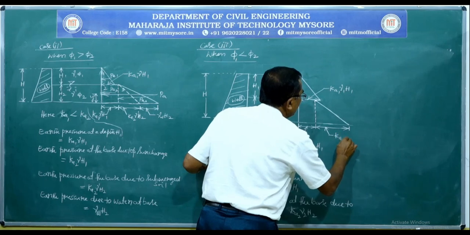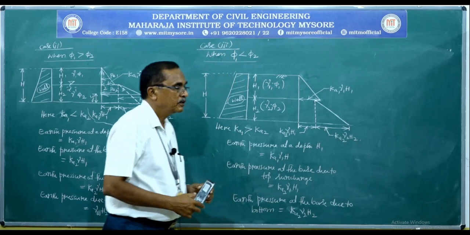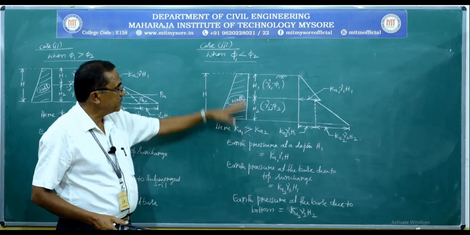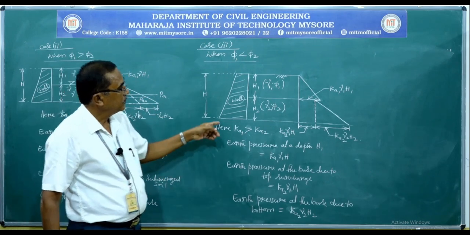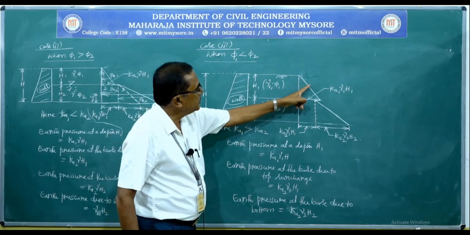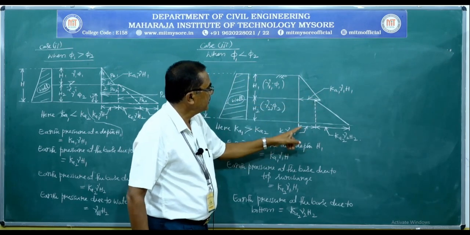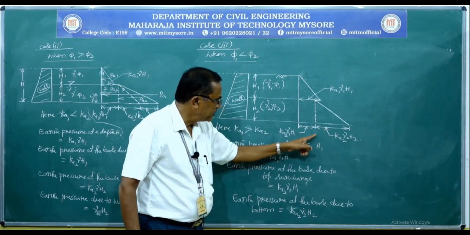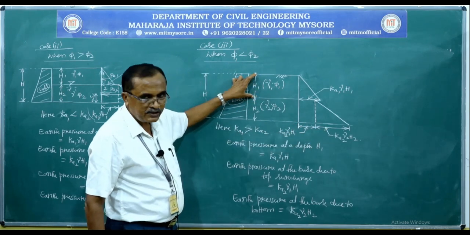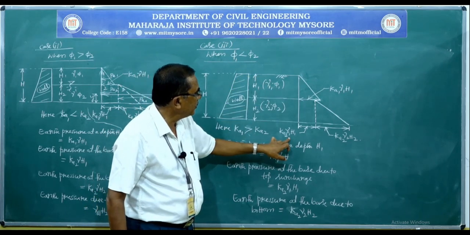This is Ka2 into gamma 2 into. So purposefully we have considered these cases a dry backfill, both the top and bottom layer. So this is due to top layer H1, Ka1 into gamma into H1. For the earth pressure at base, we have to consider this top layer as surcharge. So earth pressure due to this surcharge is equal to Ka2 into gamma into H1.